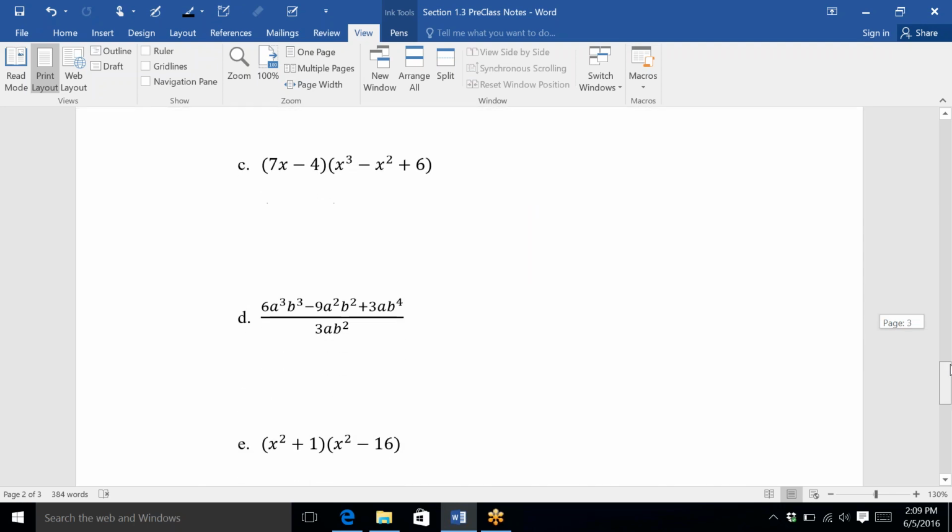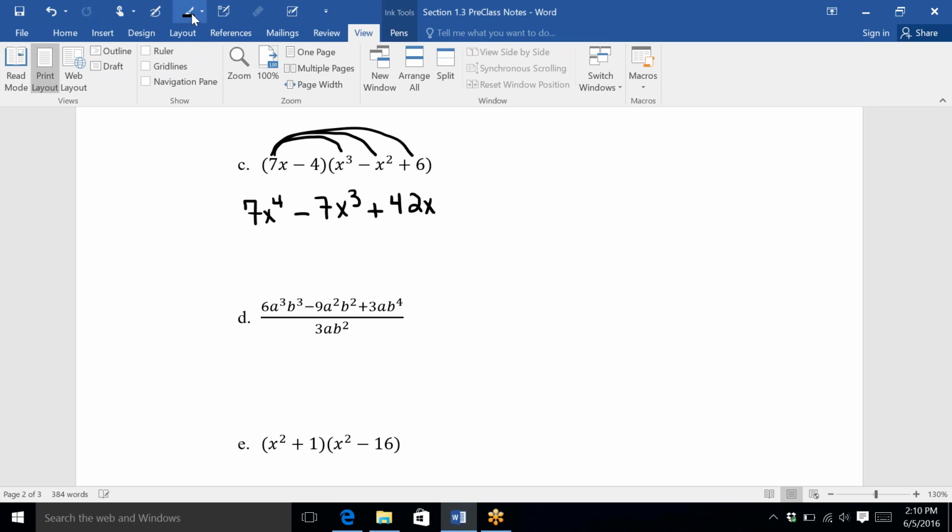Okay, we have a multiplication problem here. This is a binomial times a trinomial, so 7x needs to go to everything in the second parentheses. So 7x times x cubed is 7x to the fourth, because it's 1 plus 3 more. 7x times negative x squared would be negative 7x cubed, because 1 plus 2 more would be 3. 7x times 6 would be positive 42x.